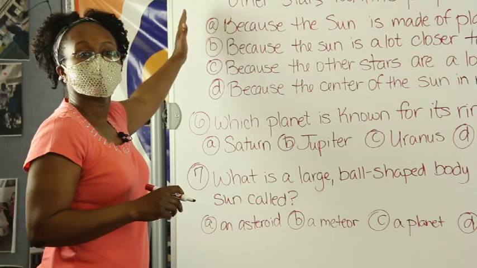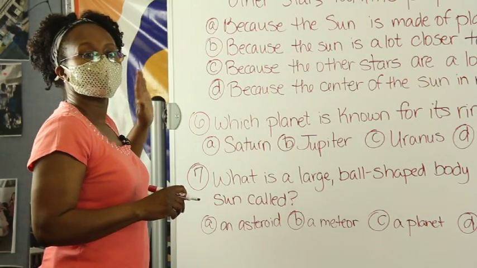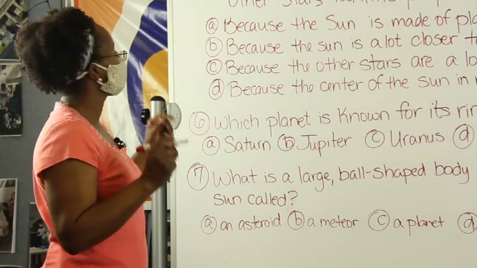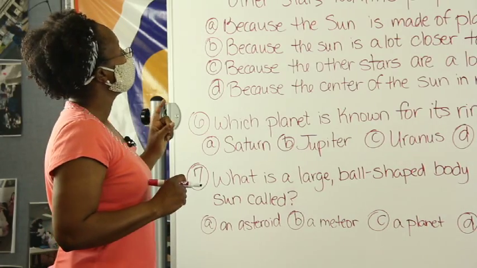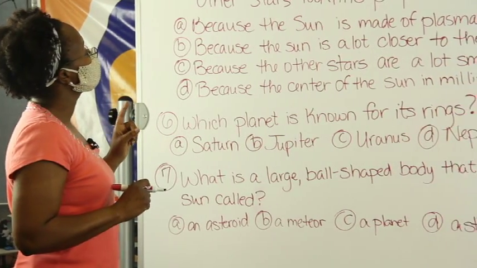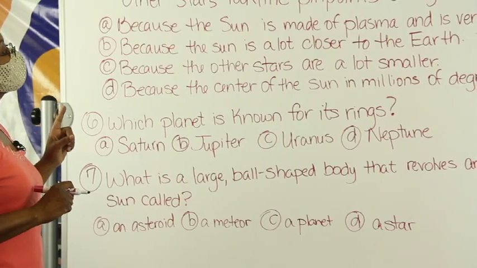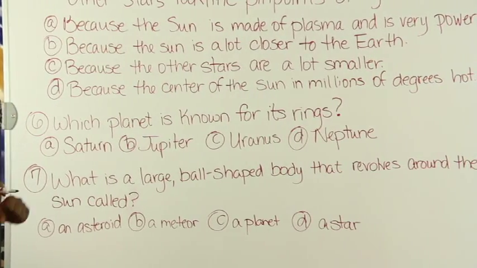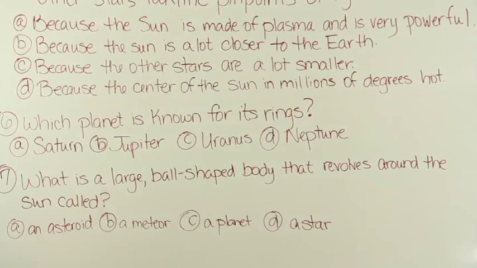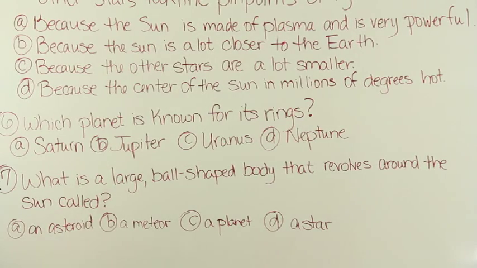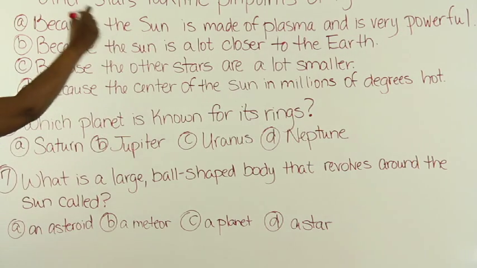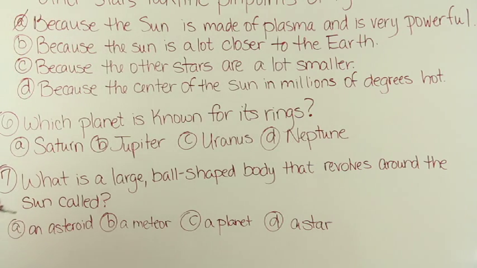We're going to read through these answers and just use our reasoning to come up with the right answer. The first one is A, because the sun is made of plasma and is very powerful. Do you think that's the right answer? I'm going to say no, because can you recall anybody saying that the sun was made of plasma? Definitely not. So we're going to mark that off.